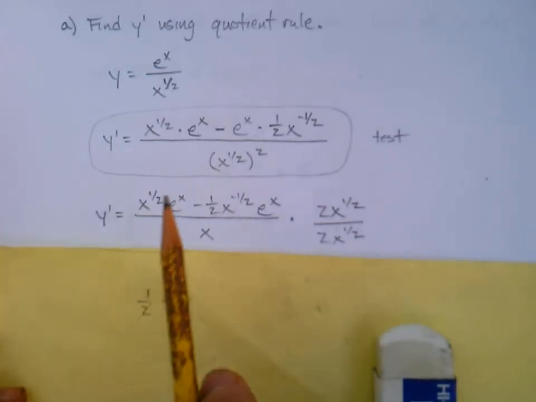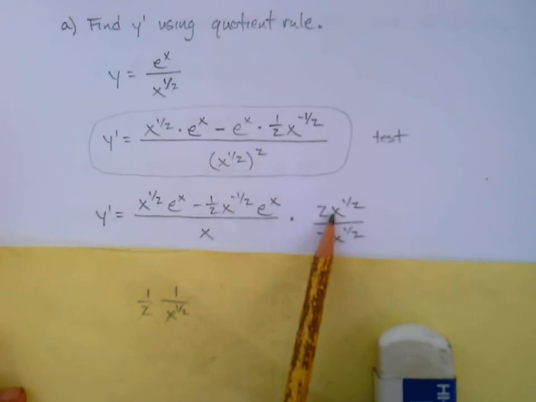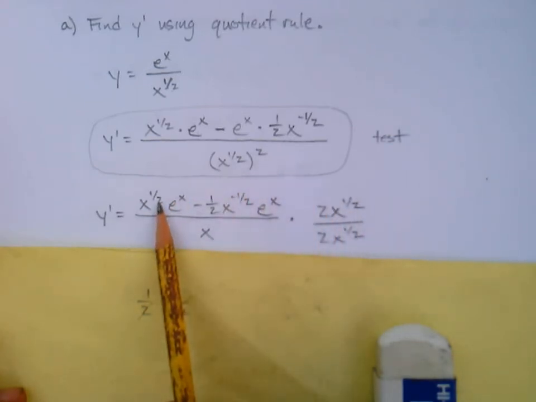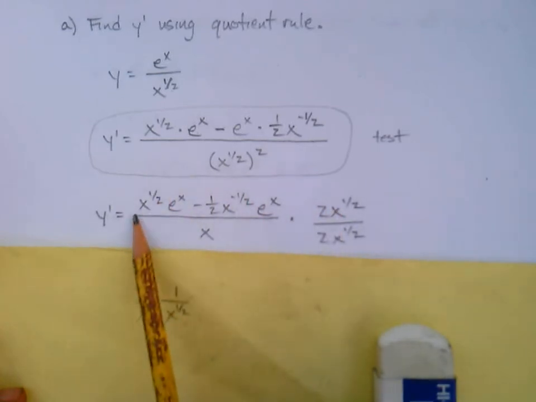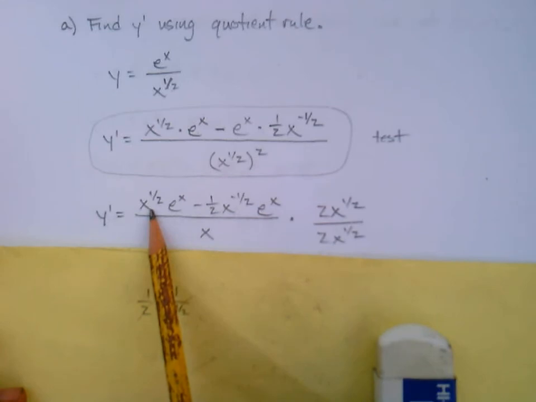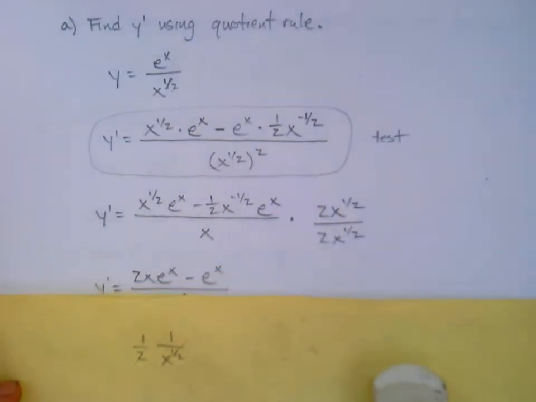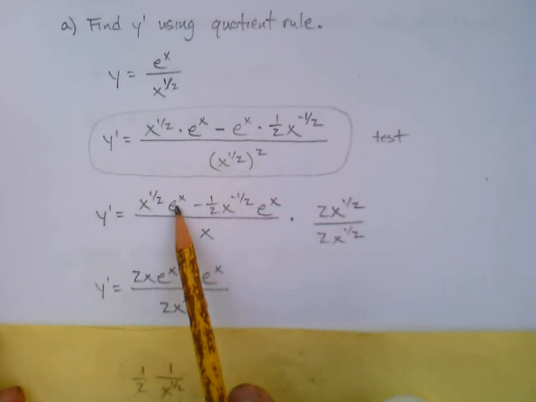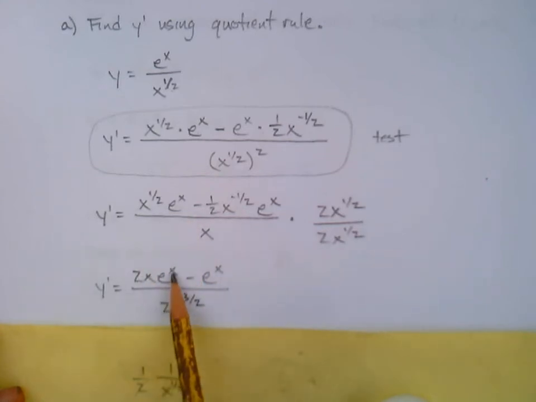Okay, so what's happening? If I multiply my numerator by 2x to the 1/2, I'm going to start by multiplying it here. Well, I'll have the 2, right? But even check this out. x to the 1/2 times x to the 1/2, you would add exponents. That'd be x to the first. Okay, let me pull this down. We'll talk through it. So 2x to the 1/2 times x to the 1/2 e to the x would be 2x to the first e to the x.